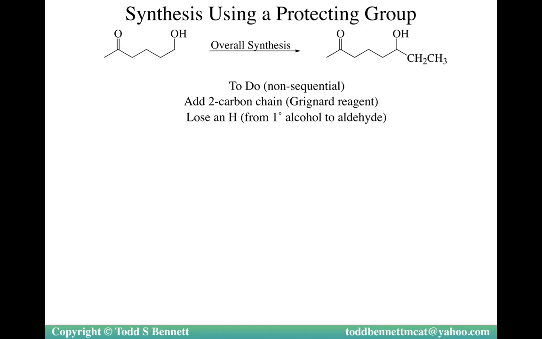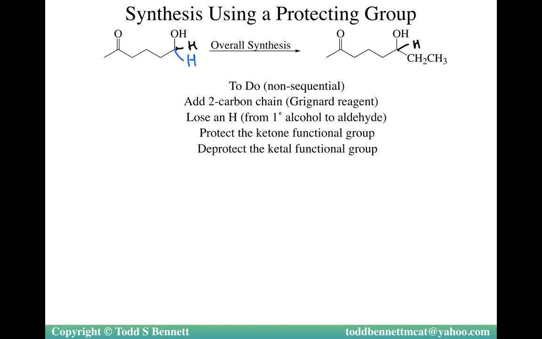I have to lose an H because right now I have 2 H's here, and in the end, I only have 1 H. So losing an H, if you recall, is oxidation. So if I lose an H, I'm going to turn the primary alcohol into an aldehyde. I must protect the ketone, and then in the end, I must deprotect to regenerate the ketone. So deprotect the ketal and turn it back into a ketone. Note that I mentioned this is non-sequential. You've got to know what you're going to do.